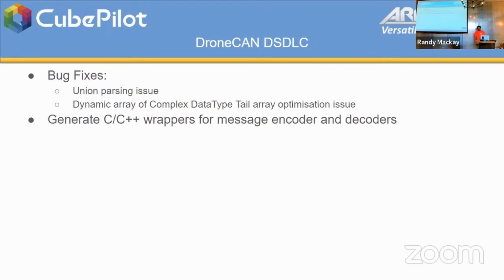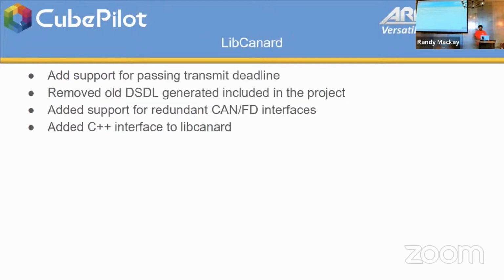A few improvements to DroneCAN DSDLC as well. We have fixed some bugs in DroneCAN DSDLC. It's nothing that impacts existing message sets. All the existing message sets are not using these sorts of combinations, so we don't have those issues in our message sets, but in the future we might. That's why we have fixed these 2 issues that we had. And we have also added support for generating C++ wrappers around the encoders and decoders, which allows us to do some fancy stuff that I'll discuss briefly later in the slides as well.